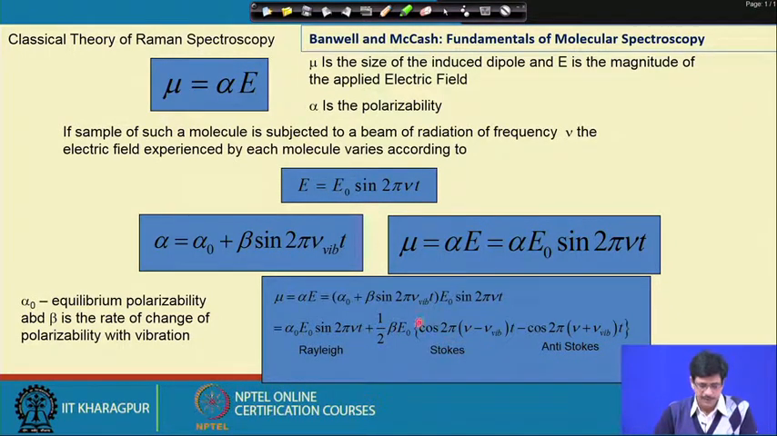So, in this inelastic scattering, two different types of possibilities can happen. One is a loss in the energy or the frequency, and the other one is a gain. The first one is known as Stokes scattering, and the other is called anti-Stokes scattering. Here alpha 0 is the equilibrium polarizability, and beta is the rate of change of polarizability with the vibration.